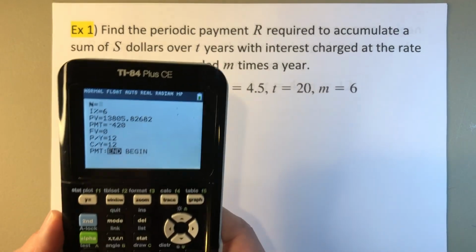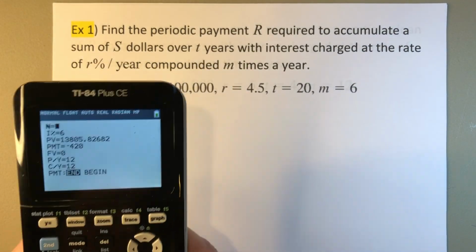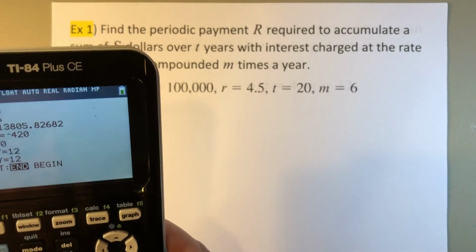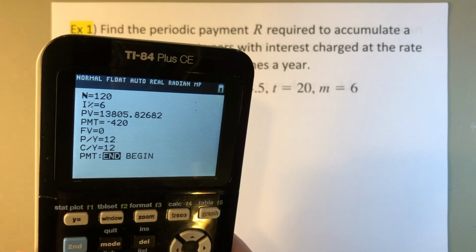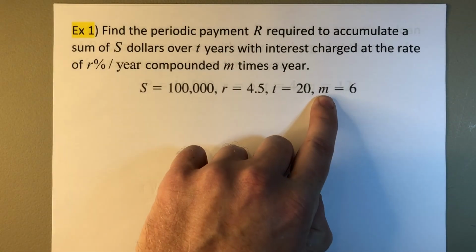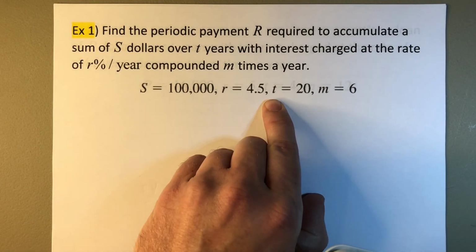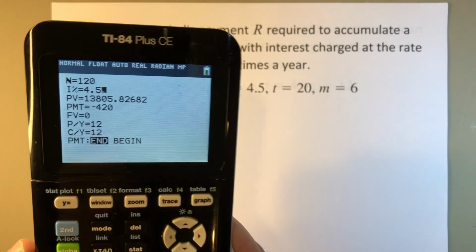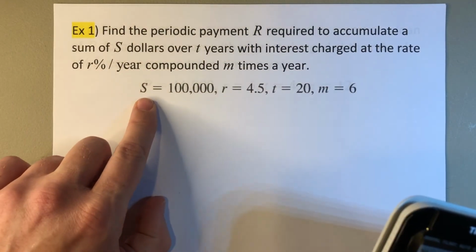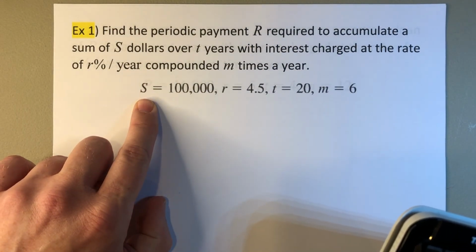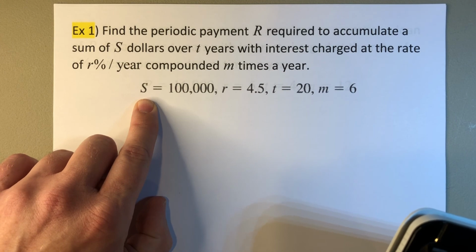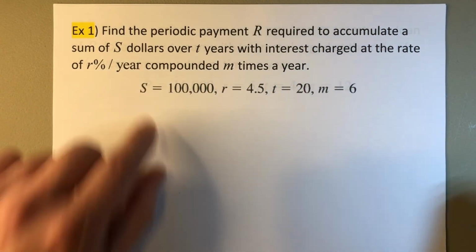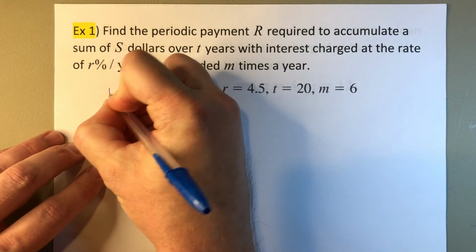N is going to be what? M times T. So that's 6 times 20. Okay. That's your N. It's always M times T. Interest rate is 4.5, so I'm going to enter in 4.5. Present value, are we doing present value here? No. We're accumulating a sum of money. This is future value. So understand that.